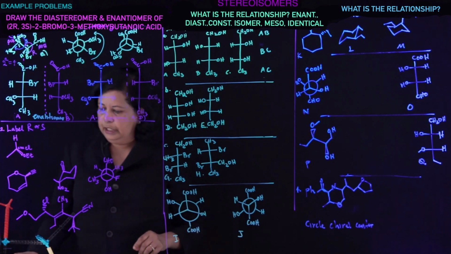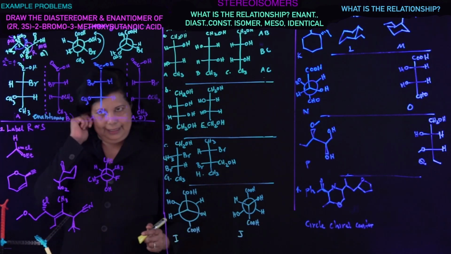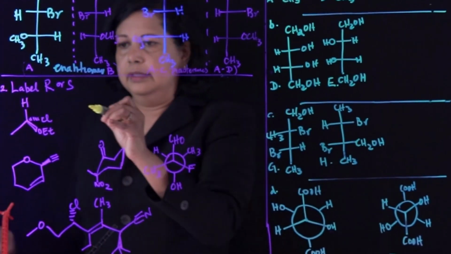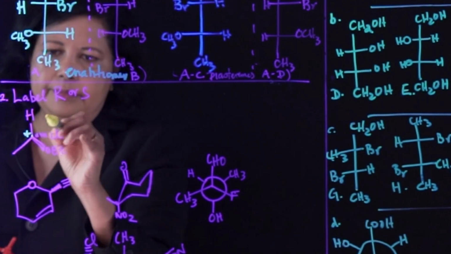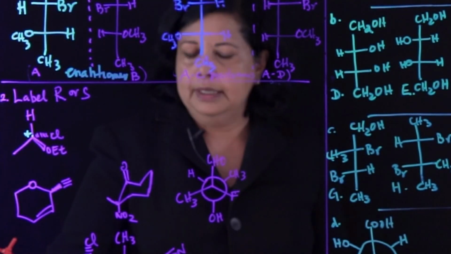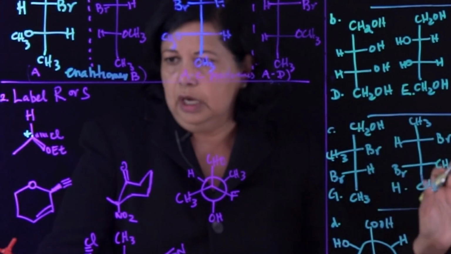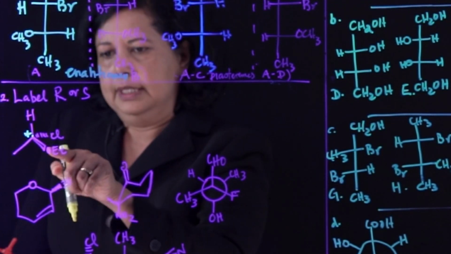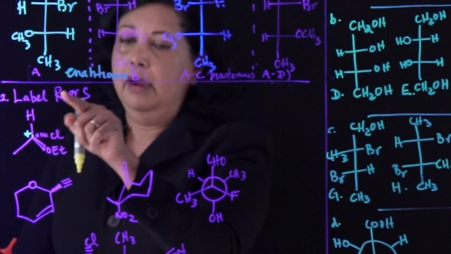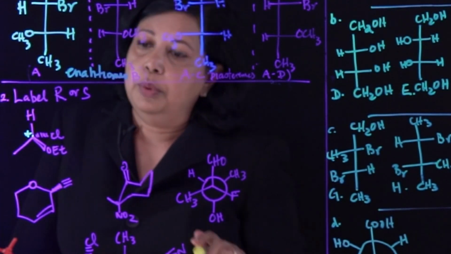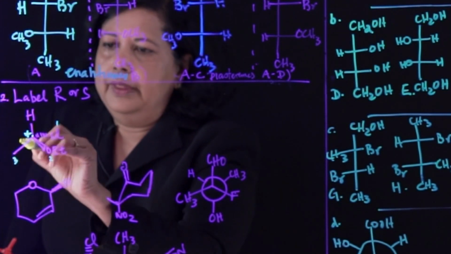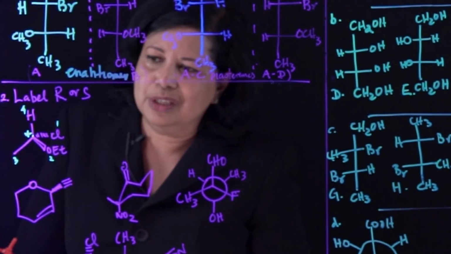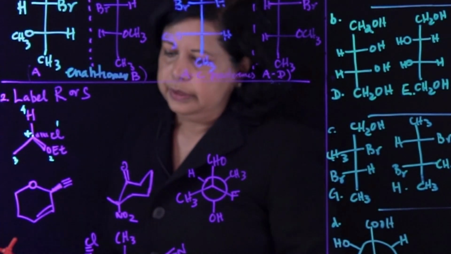Next question's asking you to label them R or S. What were the rules? Again, find the chiral center, all right? There's only one, which is right here. And then label them from highest atomic weight connected to that center to lowest. So chlorine, obviously, then oxygen, then carbon, then hydrogen. Then it says, put the group that's the lowest priority away from you, which means draw this on a dash. So how are we going to do something like that?